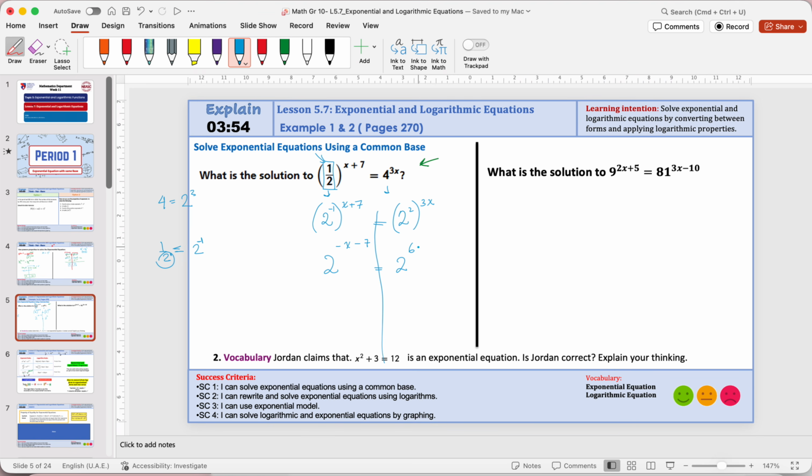A common mistake, students will forget to multiply the number with both terms. They will most probably multiply it with the first term. Please pay attention to multiply it fully. Now, since I have the same base, cross it out and proceed normally. Negative x minus 7 equals 6x. Take the x here. It's going to be positive x. Now, negative 7 equals 6x plus x is 7x. And then divide by 7. x equals negative 1. That's it. Very easy, very simple, straightforward.